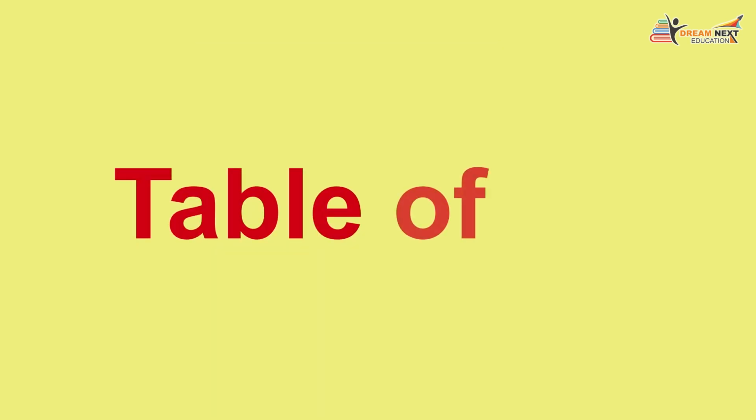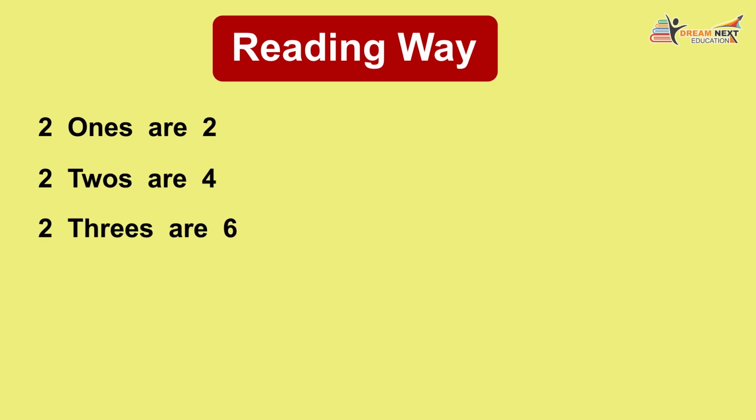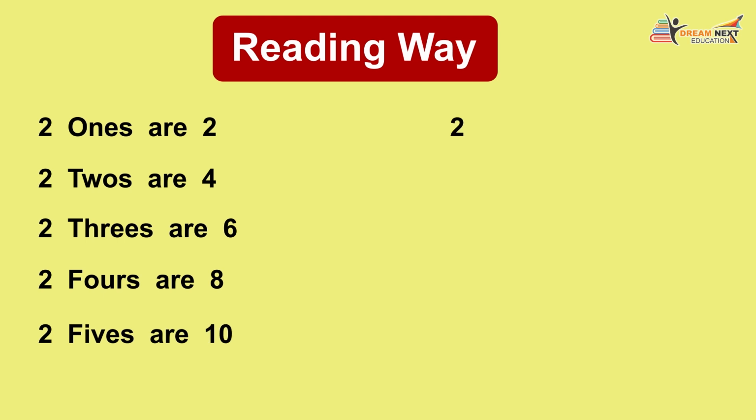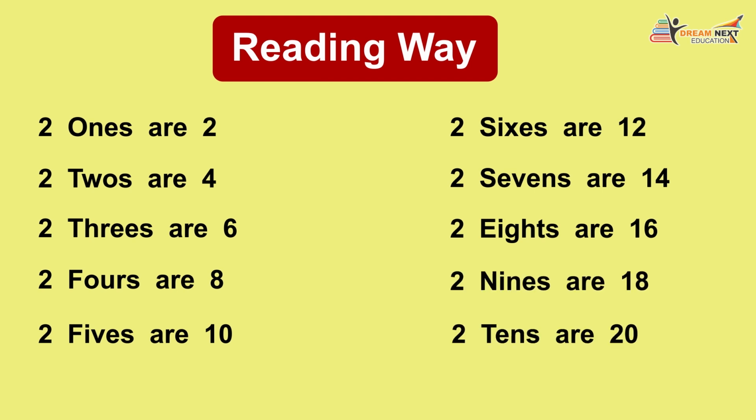Tables. Table of 2. Reading way. 2 ones are 2. 2 twos are 4. 2 threes are 6. 2 fours are 8. 2 fives are 10. 2 sixes are 12. 2 sevens are 14. 2 eights are 16. 2 nines are 18. 2 tens are 20.